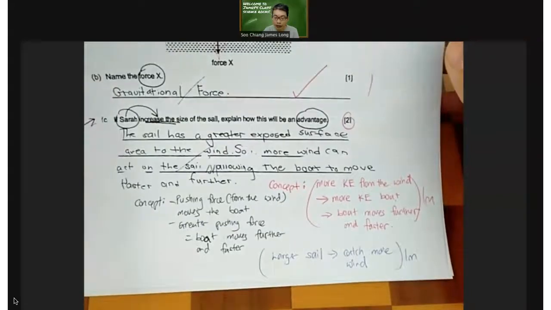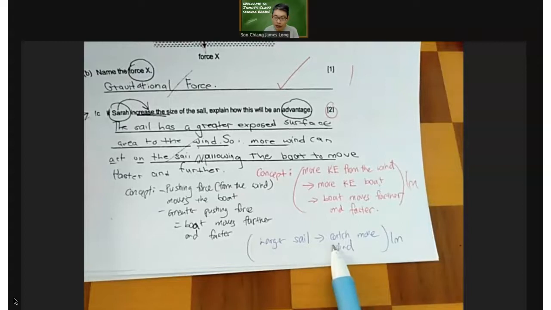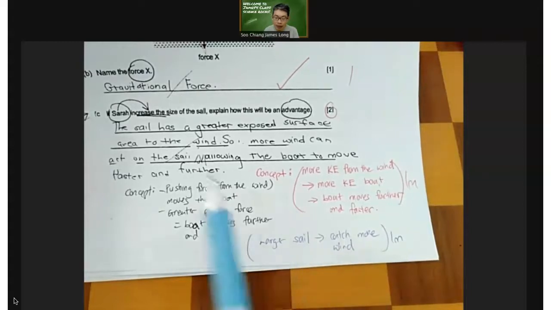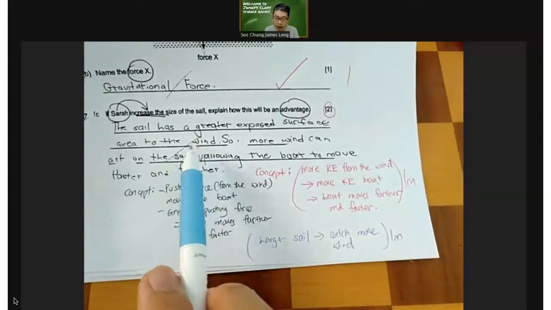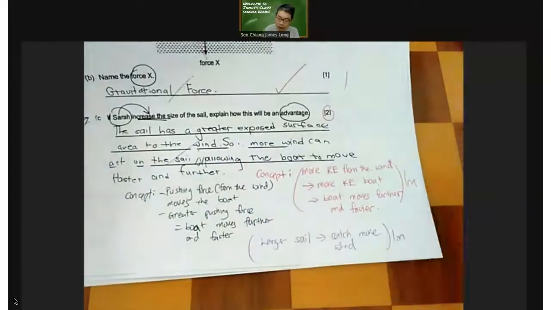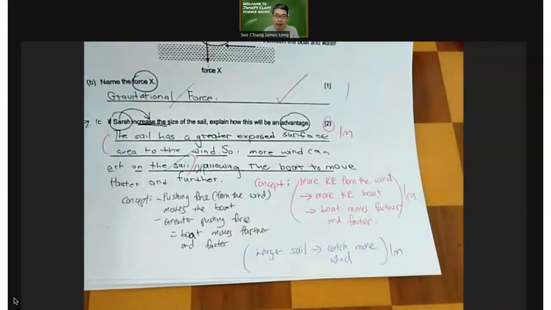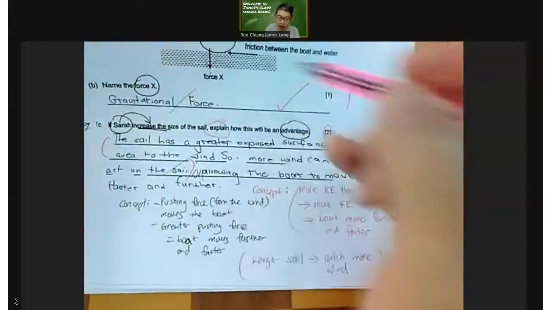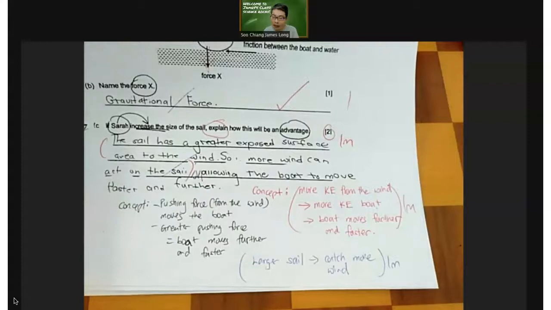Both are fine. So the first idea is you've got to know that a larger sail can catch more wind. Alright, so you talk about this: a sail has a greater exposed surface area to the wind, so more wind can act on the sail. If I mark your work, I will actually give this 1 mark here. But why? Because you've got to explain, right? So why does catching more wind help the boat? Or why is catching more wind an advantage?